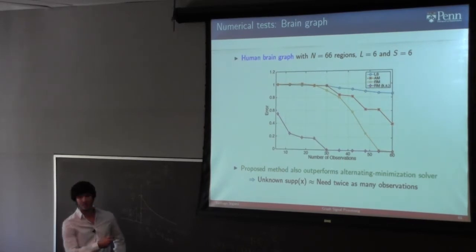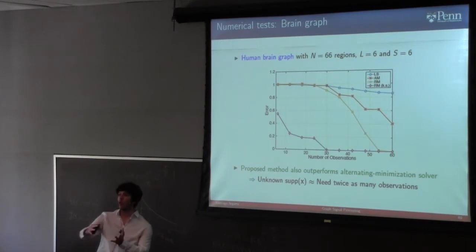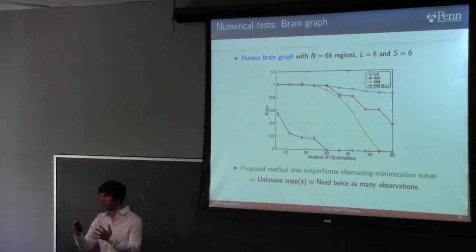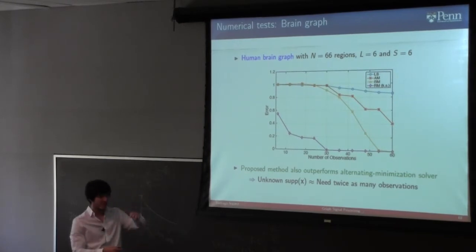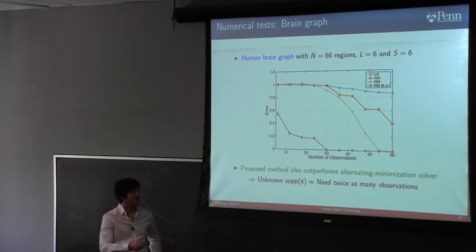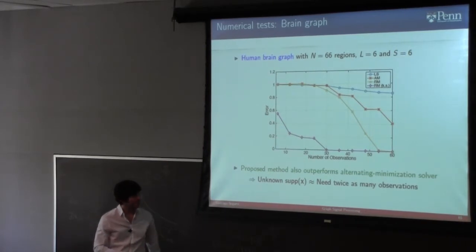So here the brain has 66 nodes, and I'm saying, imagine that instead of observing the whole signal, meaning the 66 nodes, you just observe 30 nodes at random. So with observing 30 nodes at random, how well can you do? Of course, when you start observing more and more, you do better and better. That's why these curves are decreasing. But for a fixed number of observations, we can compare the different methods. So naive LS is, of course, the worst thing to do.